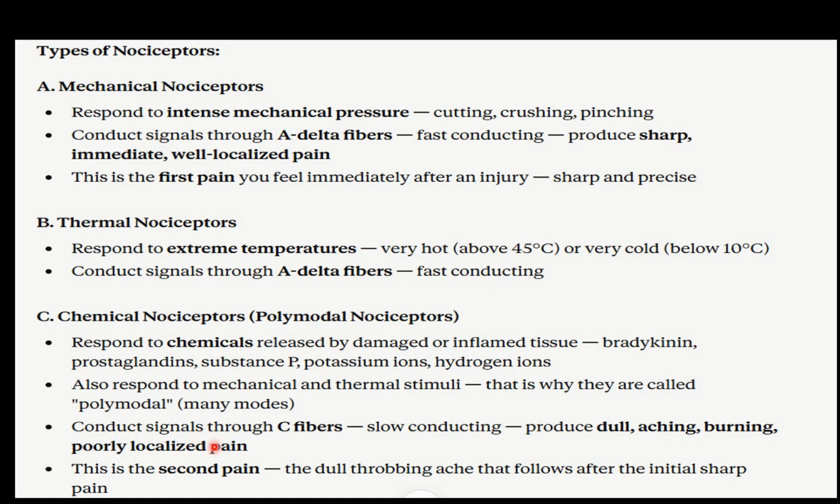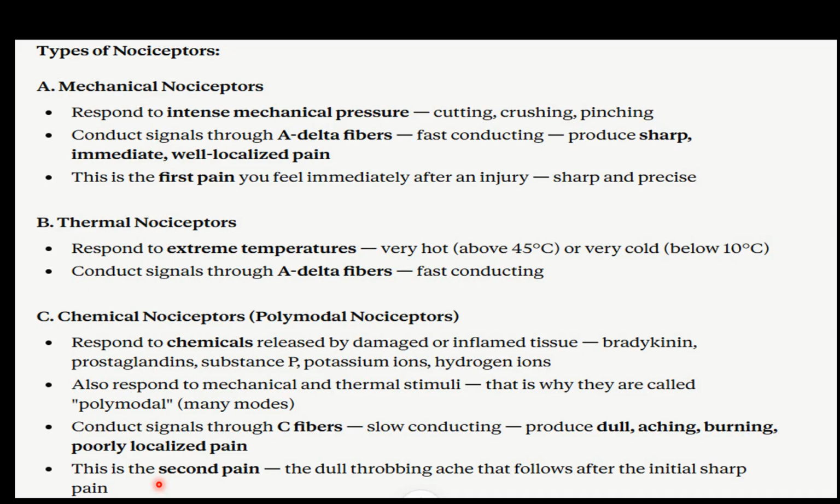The next thing is it conducts signals through C fiber, slow conducting, and produces dull, aching, burning and poorly localized pain. Okay, so here the pain is poorly localized. Now next we have the last thing. This is the second pain, the dull throbbing ache that follows after the initial sharp pain. Okay, just after the initial sharp pain it is followed, and it is called chemical nociceptor or polymodal nociceptor.